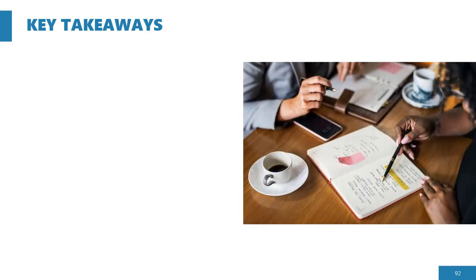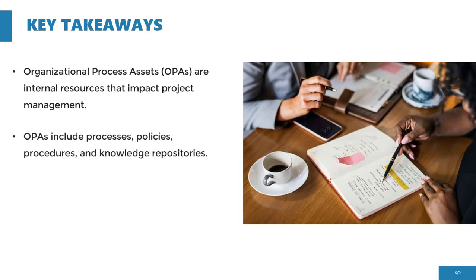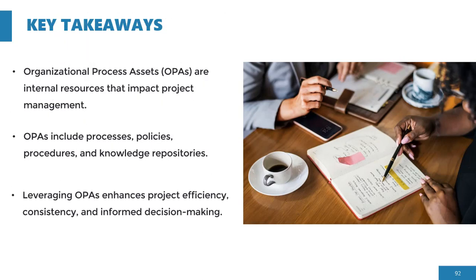So what are the key takeaways from this section? First and foremost, you understand that organizational process assets are internal resources that impact project management. OPAs include processes, policies, procedures, and knowledge repositories. Leveraging OPAs enhances your project efficiency, consistency, and helps to inform your decision making.